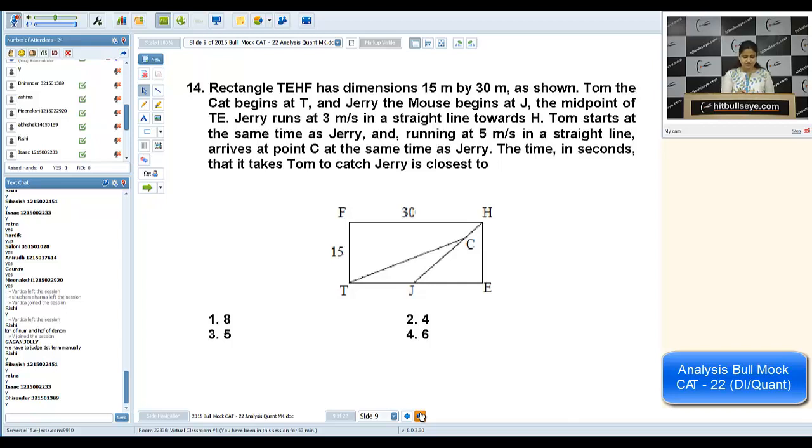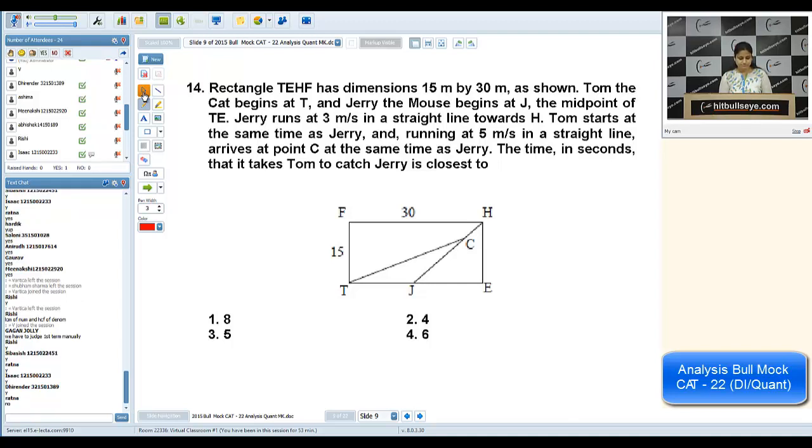Question number 14 was an average, medium level question. I'll not say this was difficult. It was a simple Pythagoras application. Yeah, any problem in this question? Please write and explain question number 14. Yes, Abhishek. Have you read the statement?